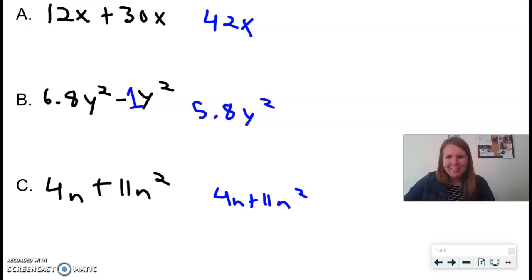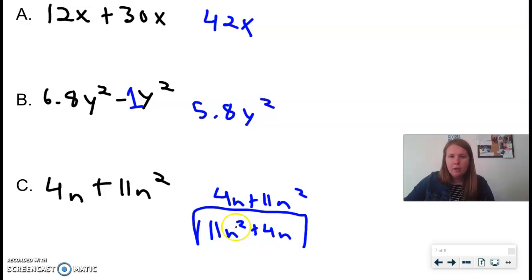And the last one is a trick question, all right? I cannot simplify this any further. The only thing you could possibly do is use your commutative property and just write it like this. And the only reason you'd want to write it like this is a lot of times mathematicians will always put the variable that has the bigger exponent first. So like left, all the way to the left, so when you read it left to right. But these n's are not like terms because this one's raised to the second power. So I cannot add the 11 and the 4 together and keep that n squared. So this is what I'm going to have.